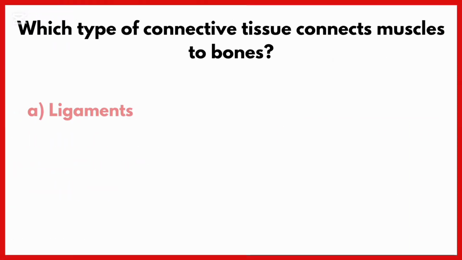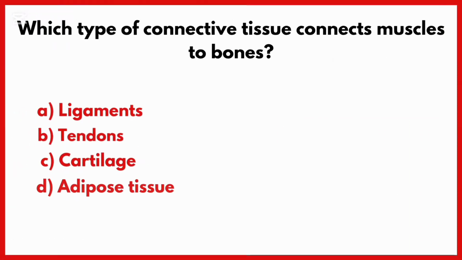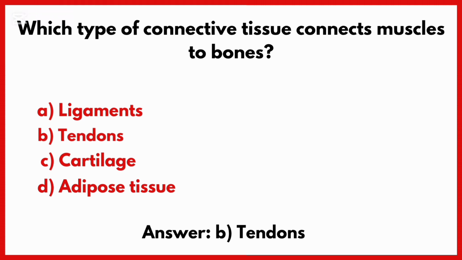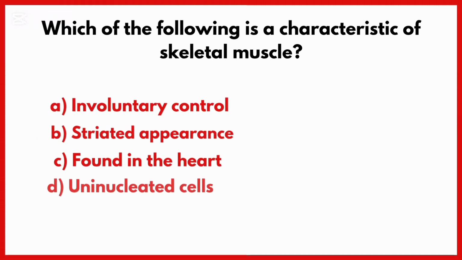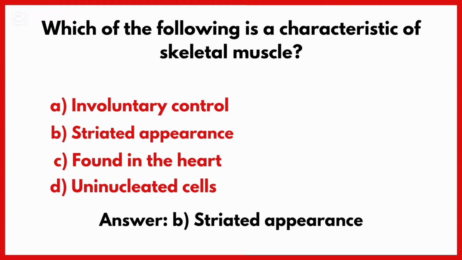Which type of connective tissue connects muscles to bones? Correct answer is option B, tendons. Which of the following is a characteristic of skeletal muscle? Correct answer is option B, striated appearance.